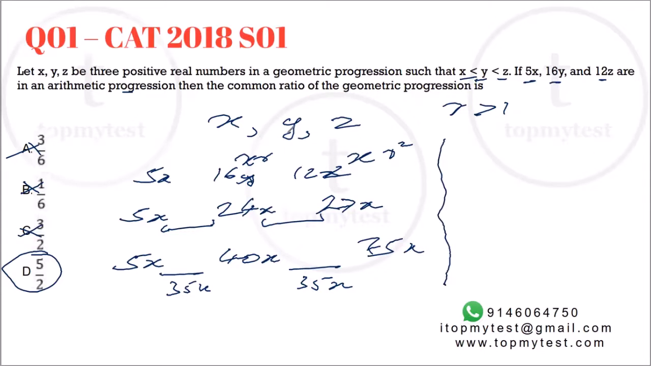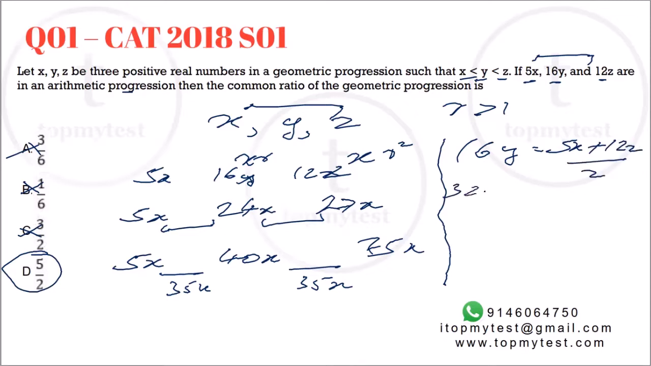So we know in an arithmetic progression, the middle term, the average of the terms equidistant, will be constant. So x plus z divided by 2 should be equal to y. Or in other words, 16y should be equal to these two terms divided by 2, so 5x plus 12z divided by 2. If you rewrite this, you'll get 32y equals 5x plus 12z.